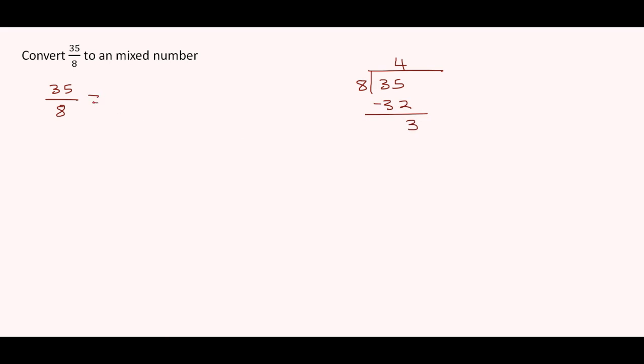So our quotient is the whole number, and our remainder is the numerator of the proper fraction, and then our denominator is 8. Next example, we have 19 divided by 4. So 19 over 4. So what we're going to do is 19 divided by 4.